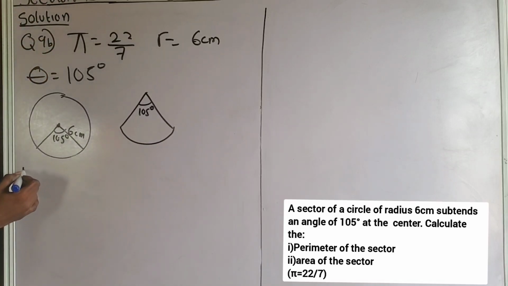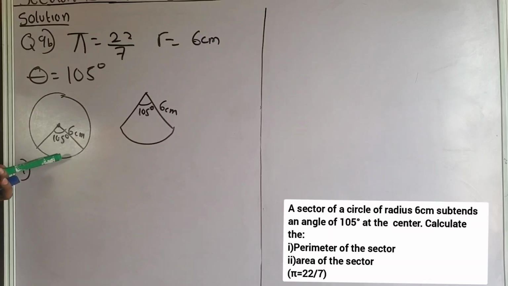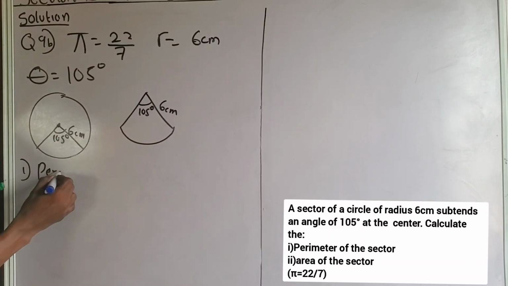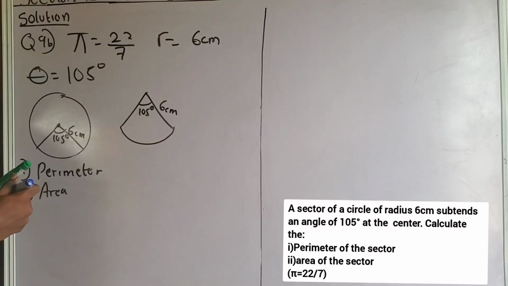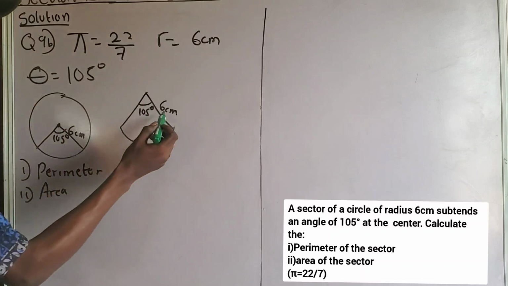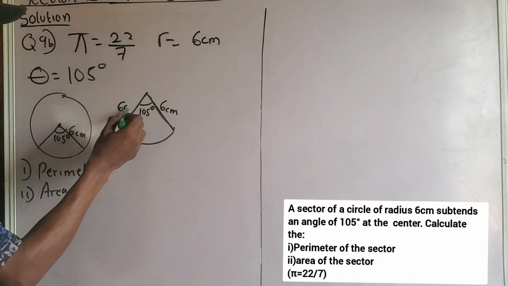The first question says we should calculate the perimeter of the sector. And we are also asked to calculate the area of the sector. Now, the perimeter simply means the total length across a shape. You understand? So we want to get the perimeter. This is 6 centimeters, and since this is also a radius, this will also be 6 centimeters.